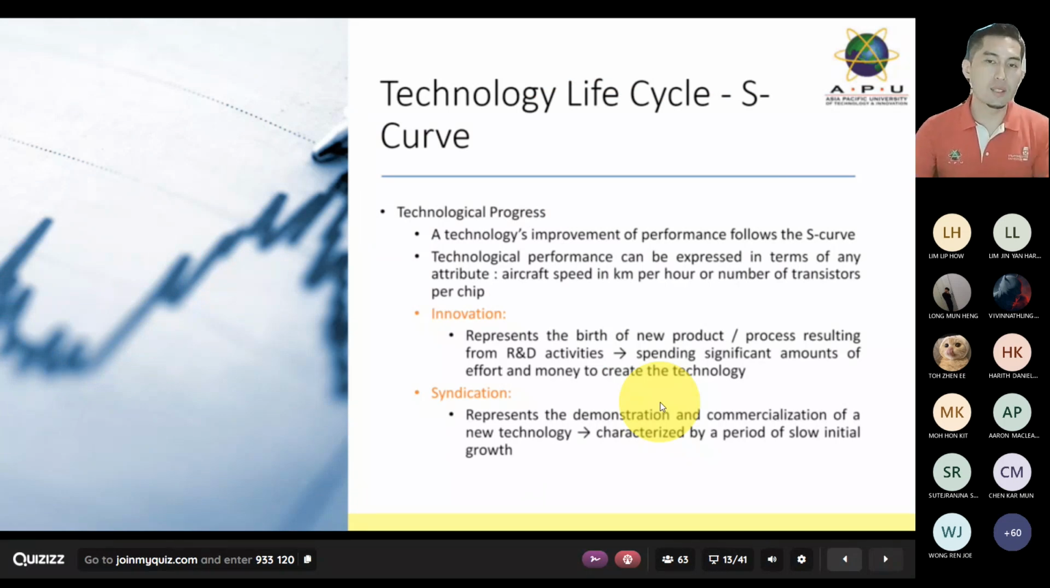So when you're evaluating the S-curve, it is very much related to the 4-phase technology life cycle you saw earlier. So these were the first 2 words that you saw earlier that say innovation and syndication.